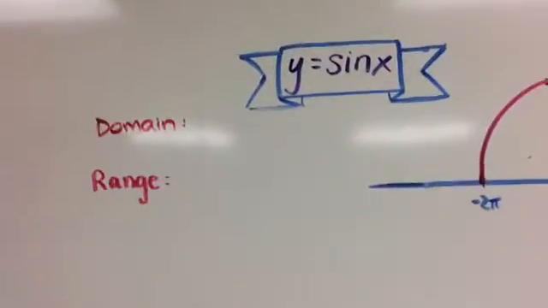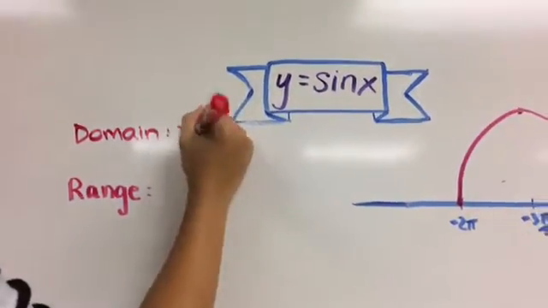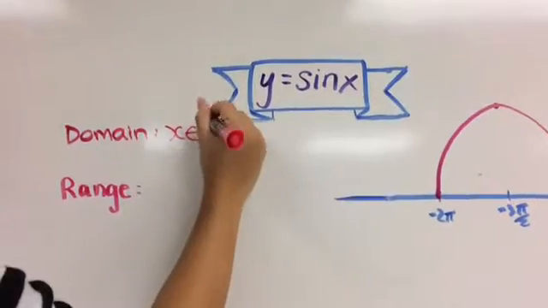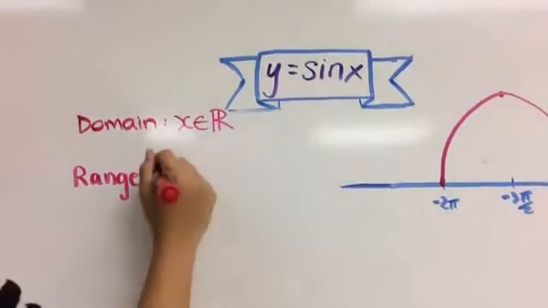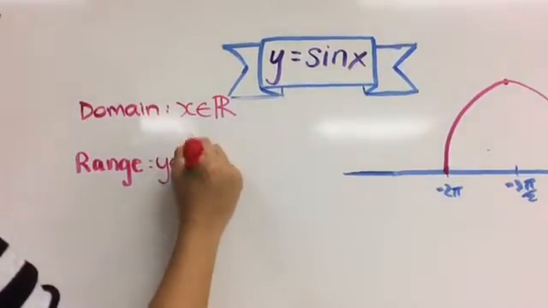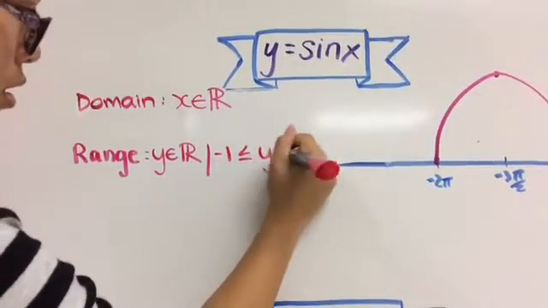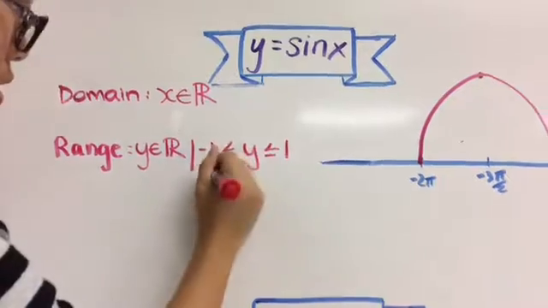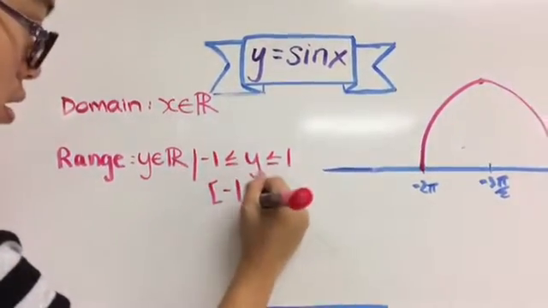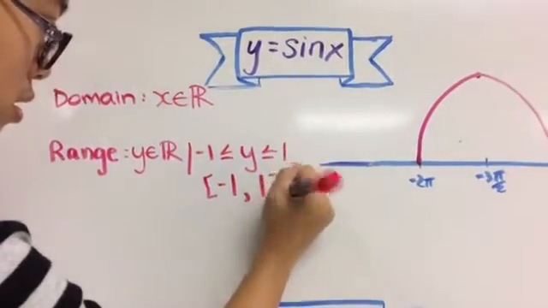The domain of the graph y equals sine of x is that x is an element of any real number. The range is that y is an element of any real number so long as y is greater than or equal to negative 1 and less than or equal to 1, which can also be written like so.